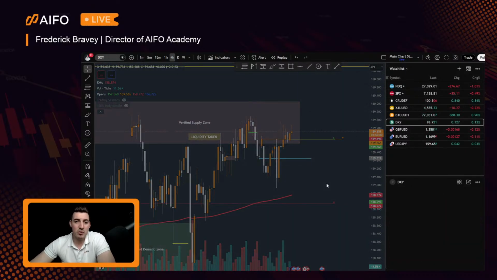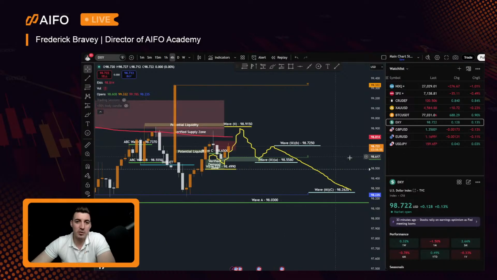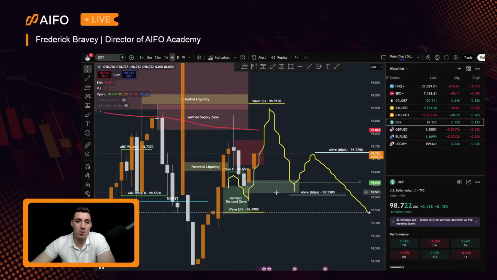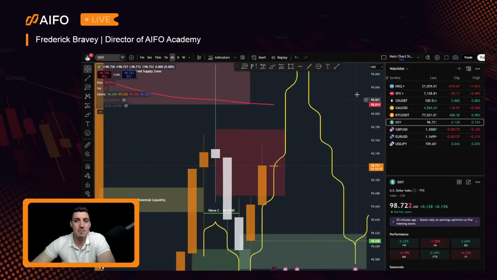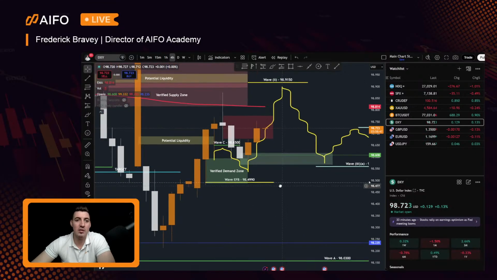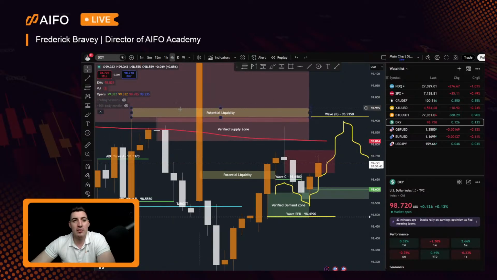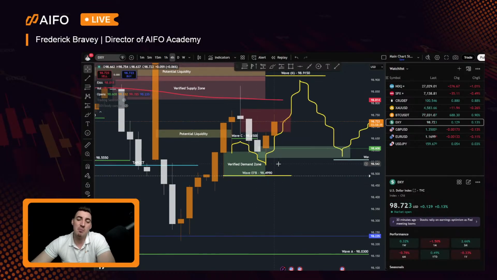Let's head over to the DXY. Okay, so DXY has been trending up quite aggressively recently, which is wonderful. What we have seen is that the price pushed up. It then entered into this verified supply zone and then pushed itself down, generating a new demand zone.